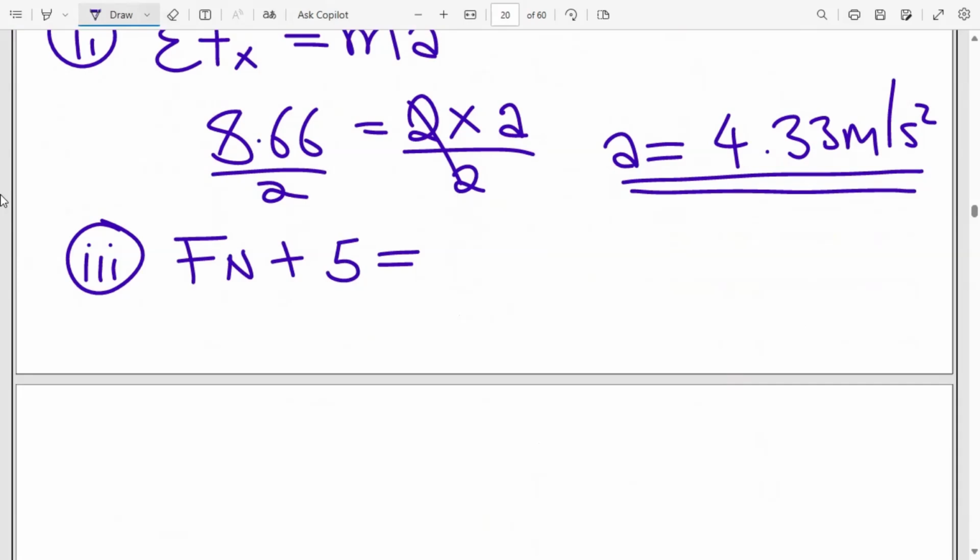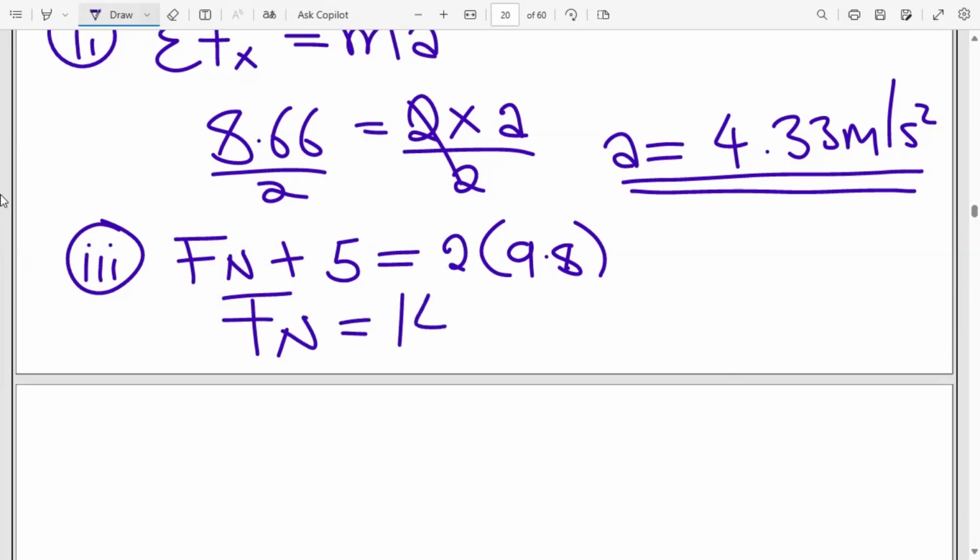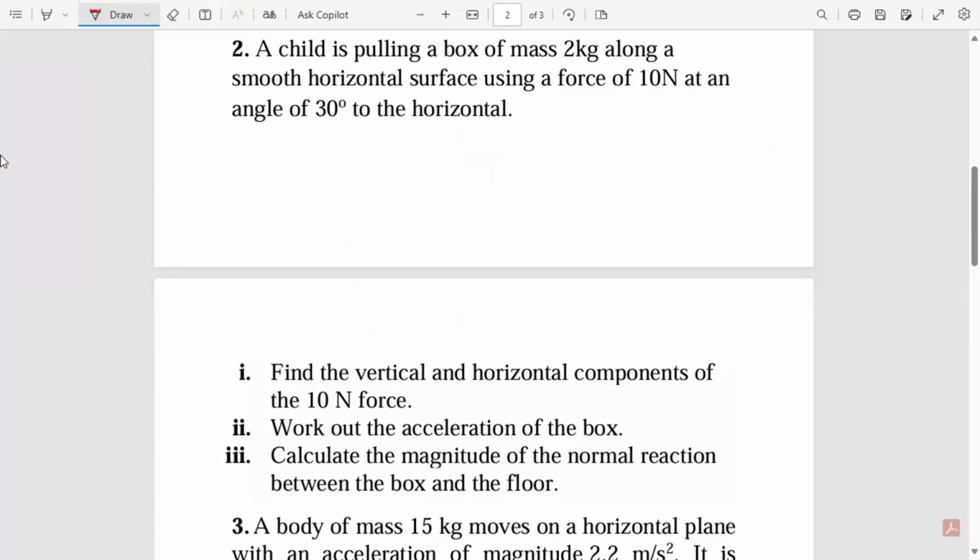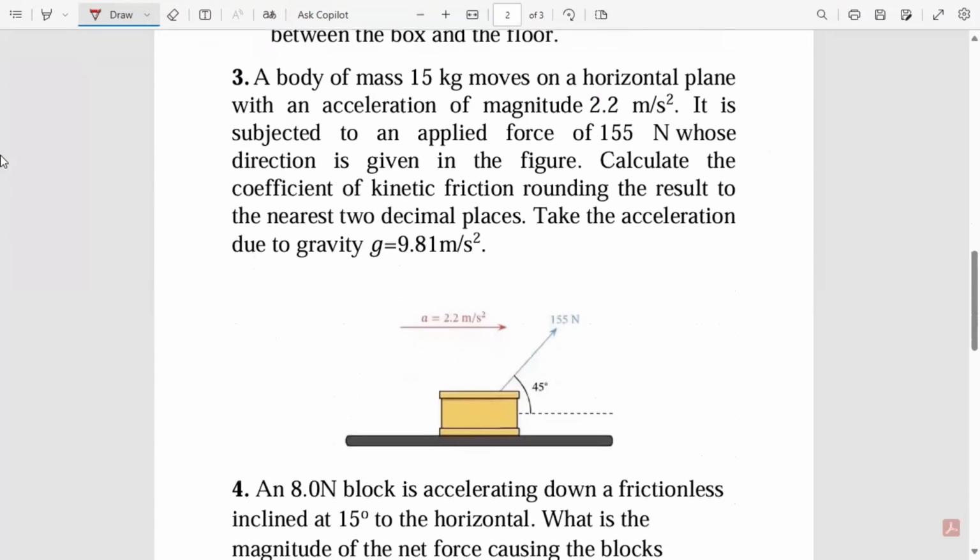The mass is 2 multiplied by gravity, which is 9.8. Okay, so let's just punch this into our calculator. 2 multiplied by 9.8 is 19.6, minus 5, it's 14.6. So the normal reaction force, Fn, is equal to 14.6 newtons. And that is all on question 2. We can move on to the next one, which is question 3.